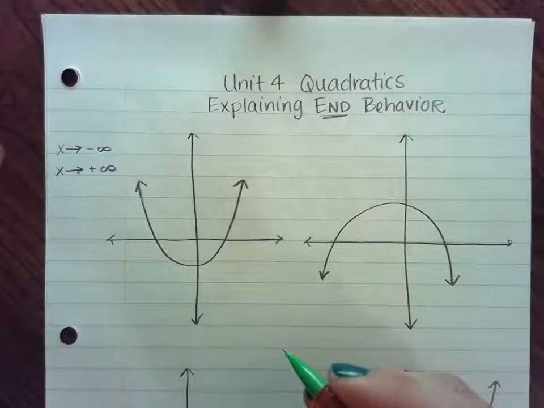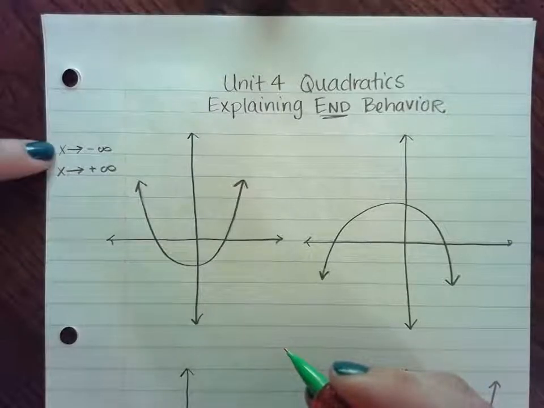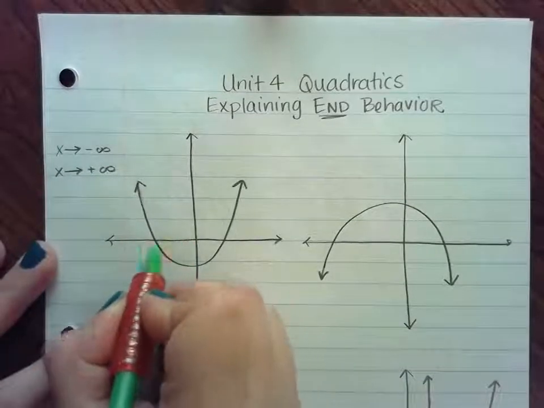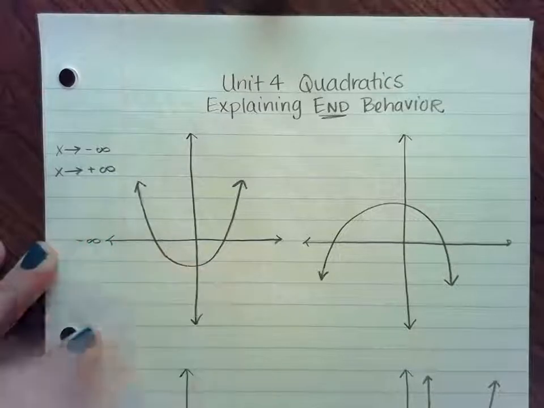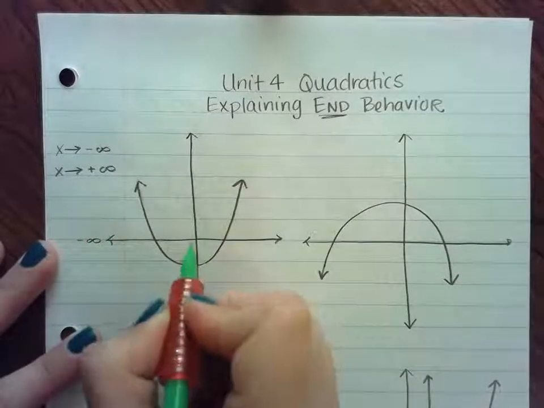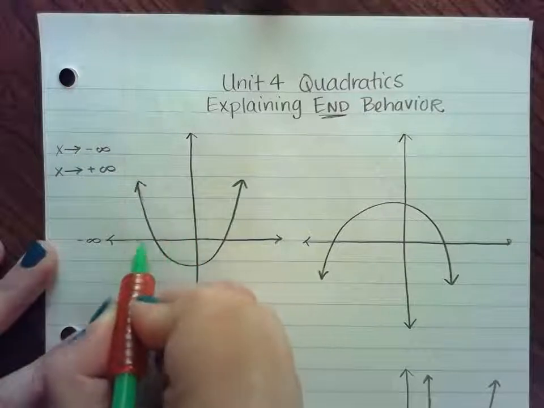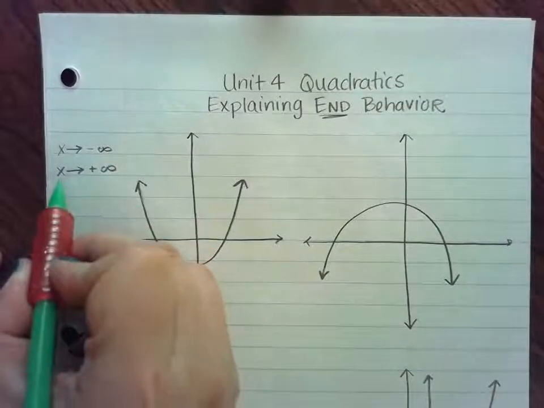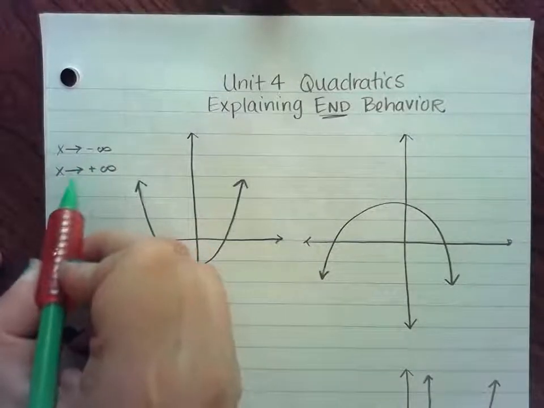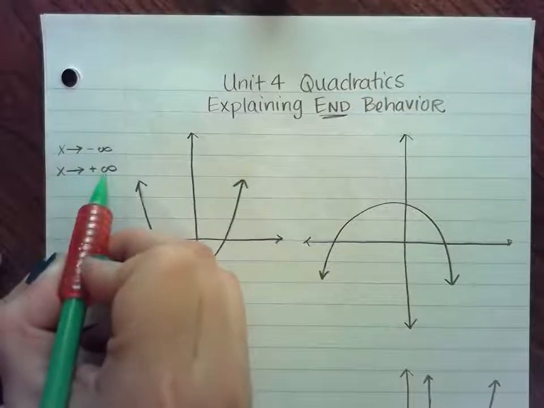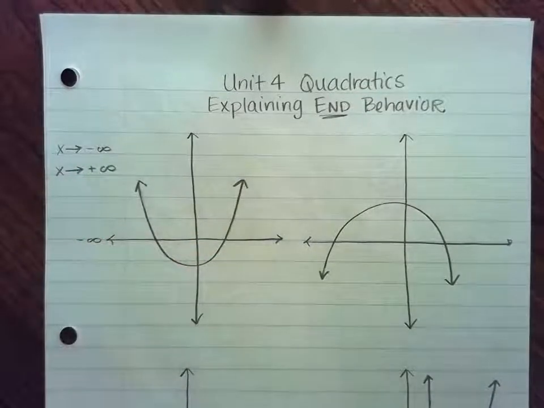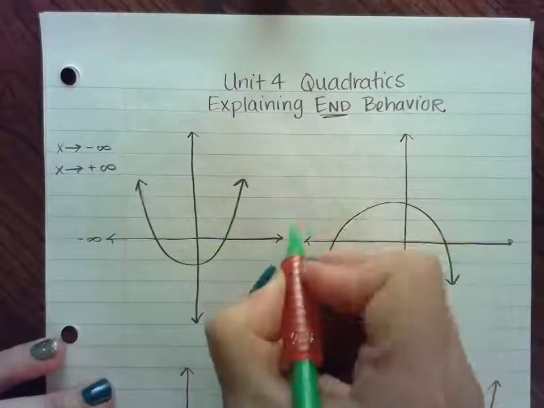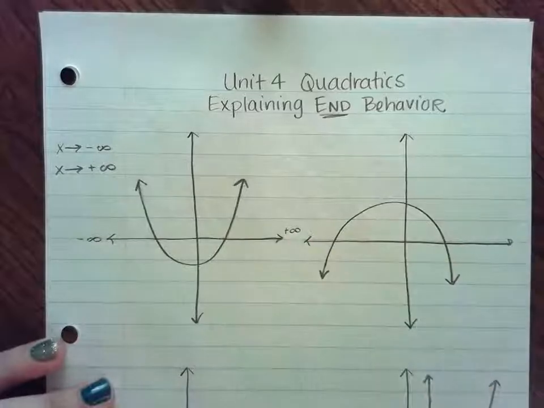So what does this mean? Well, mathematically, this term right here, as x approaches negative infinity, means as you go out to the left, because negative infinity would be way out here. So that's asking what's going on on the left-hand side of the graph. And then this right here, the arrow means approaches, as x approaches positive infinity, that's a mathematical way of saying what's happening way out here on the right-hand side of the graph. So this is out here at positive infinity.